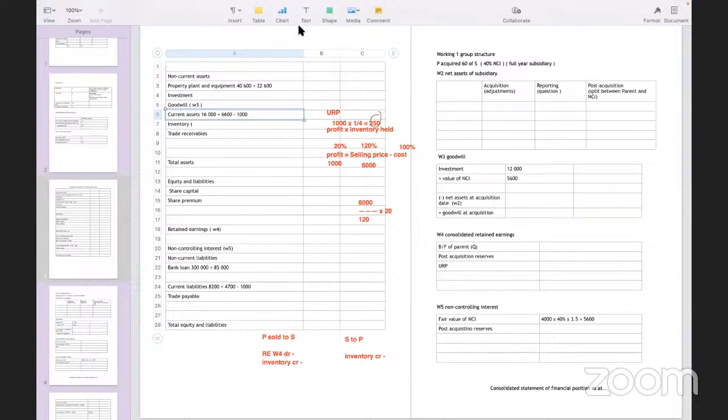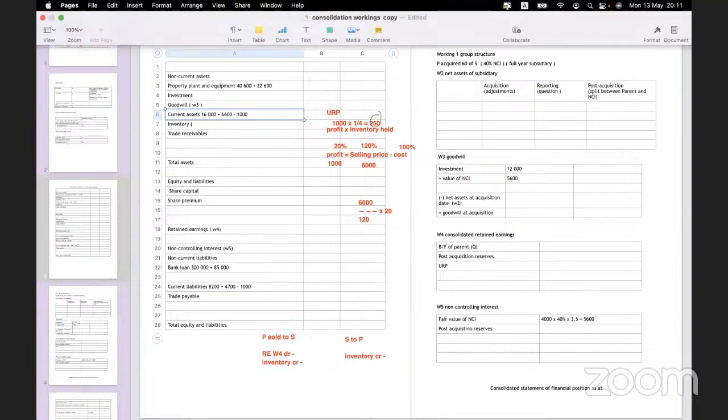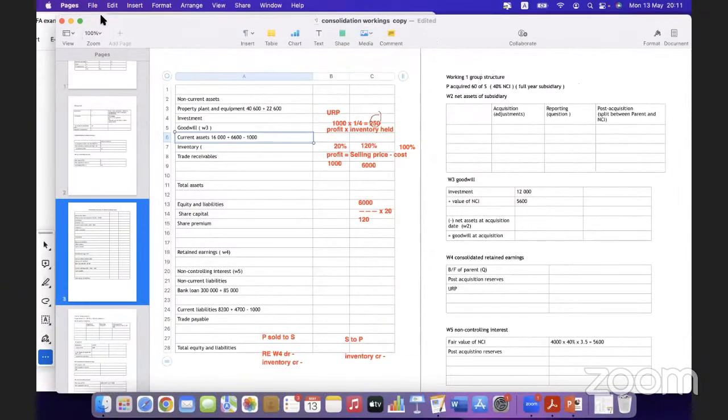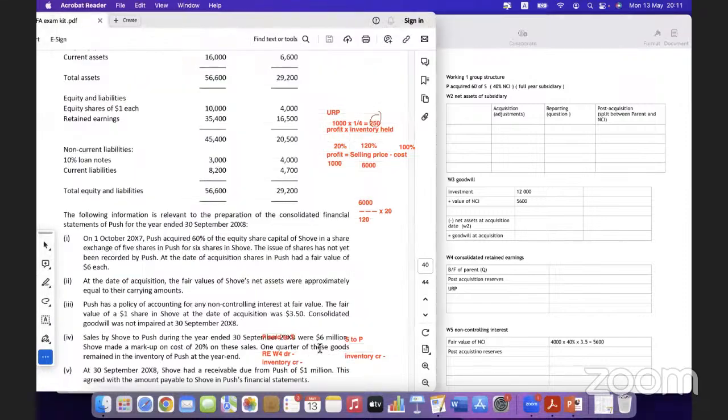Exactly. URP must always be calculated for the profit that is remaining, or for the stock that is remaining. The total profit we made was 1,000, but from that whole 1,000 worth of profit, only 1/4 of the goods is left in the inventory. Let me go through the adjustment one more time. Yes, 1/4 is remaining in the inventory.